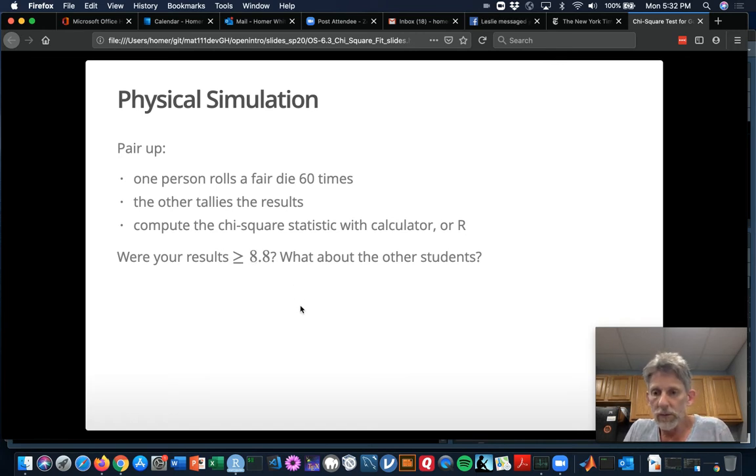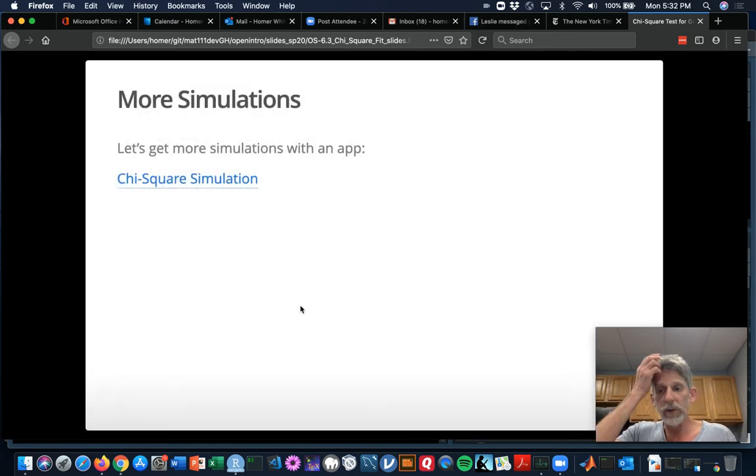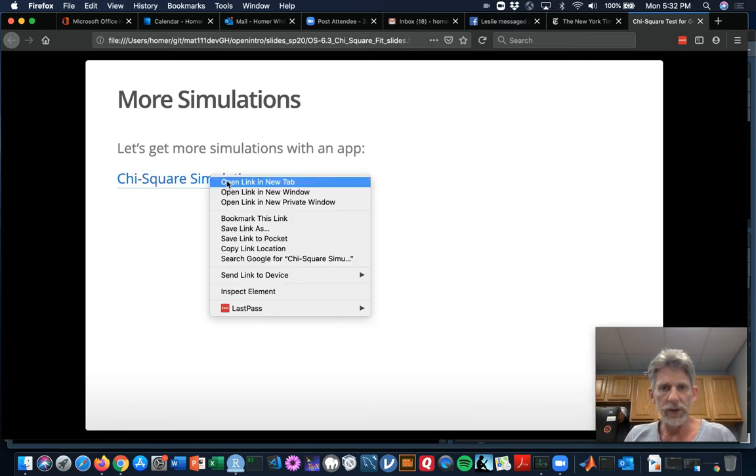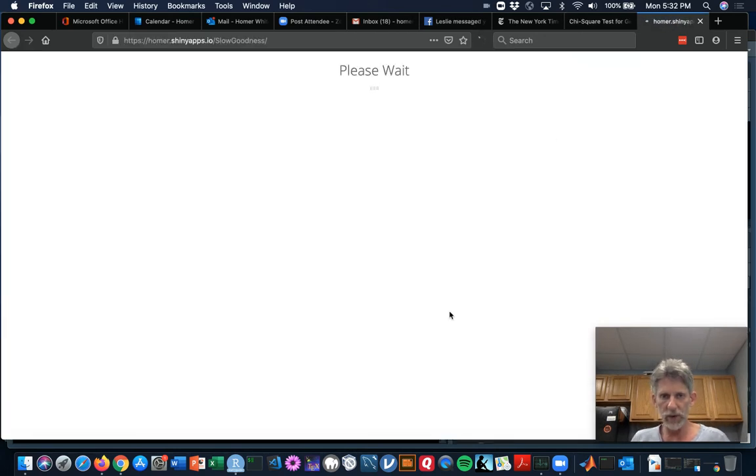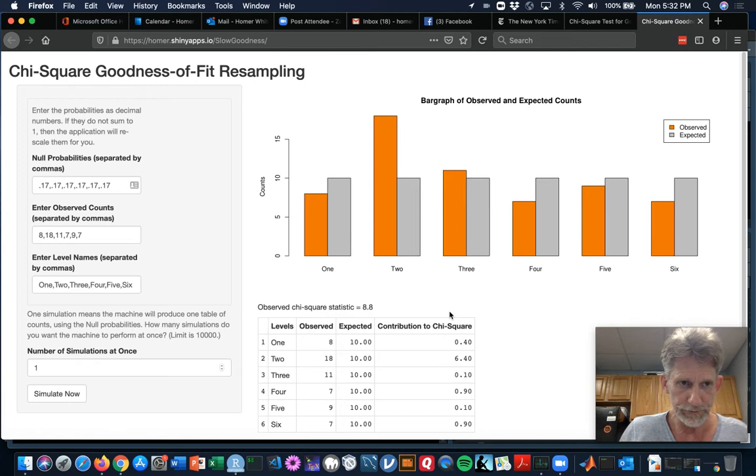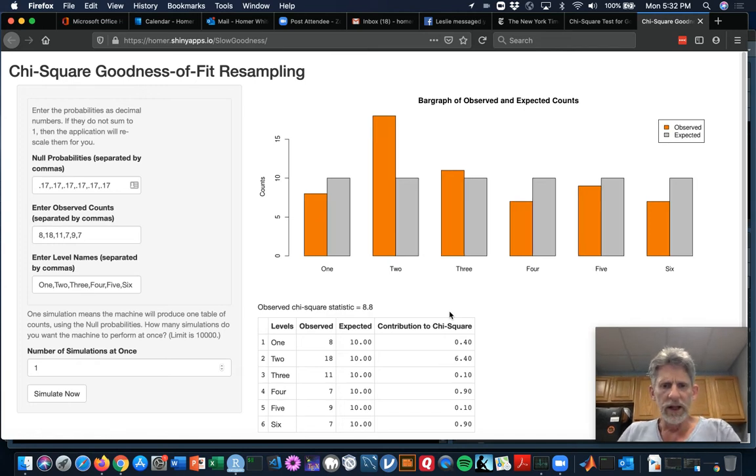But we're not together. So why don't we just go ahead and get a lot of simulations quickly using a little app here. So I'm going to open this in a new tab, and you wait for a minute while it gets itself all set up.